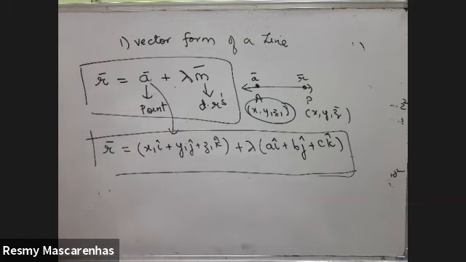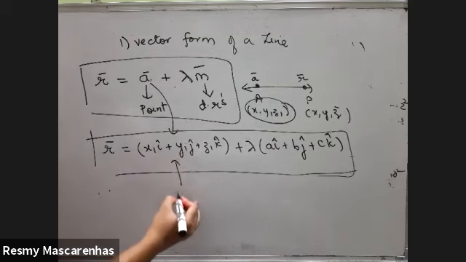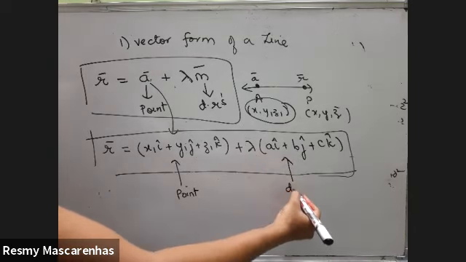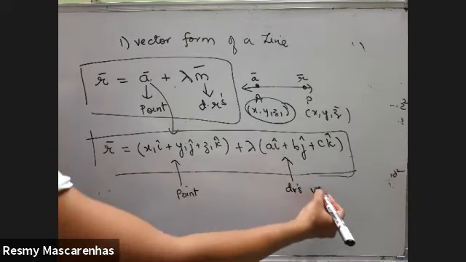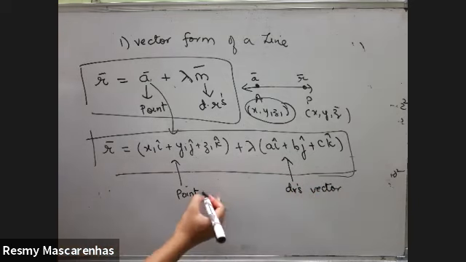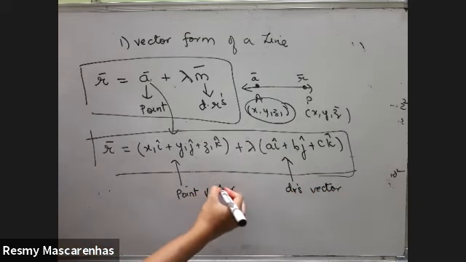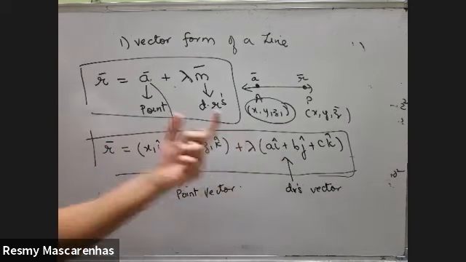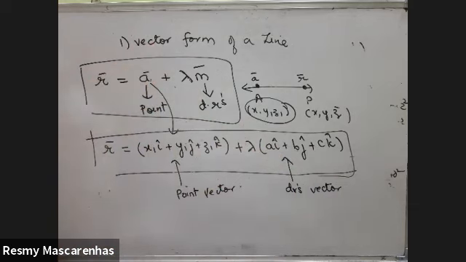Has anyone not understood? Again, I'm specifying the point, and these are the direction ratios, and this is the point vector. So everything is in terms of vector form. That's why it is called the vector form of a line.